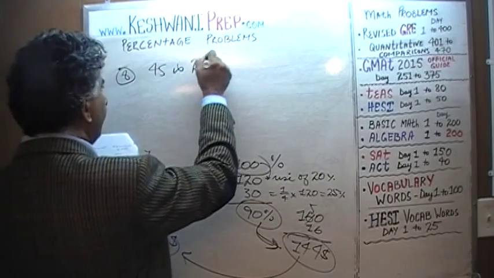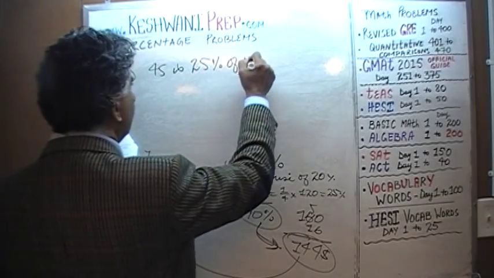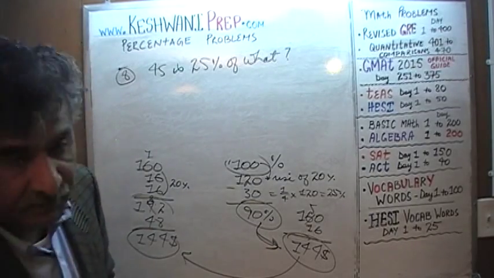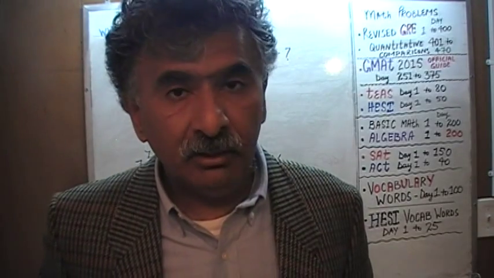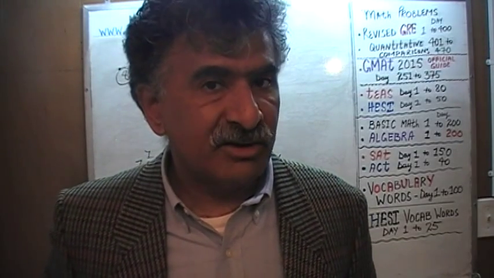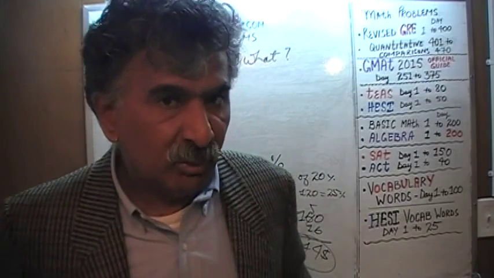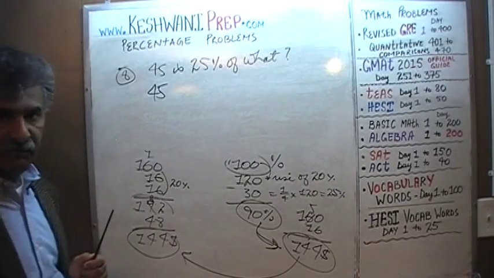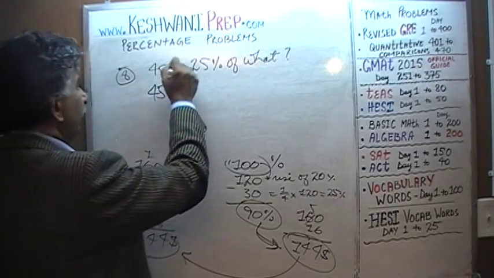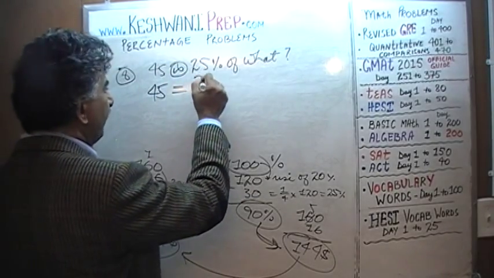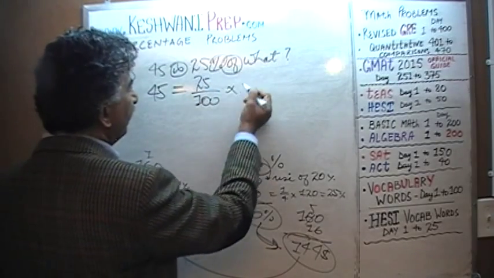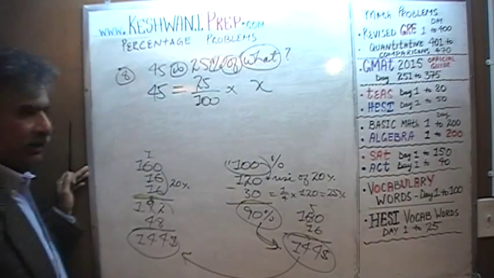Number 8. 45 is 25% of what? Again, we can solve it in a geeky way, in a nerdy way, in a classical way, in an orthodox way, in an algebraic way, or we can solve it logically, rationally, intuitively. Let's do the geeky way first, shall we? The geeky way requires that we set this up as an equation. 45 is means equal, 25% means over 100, of means times, and what is our unknown, which we're going to represent with x.